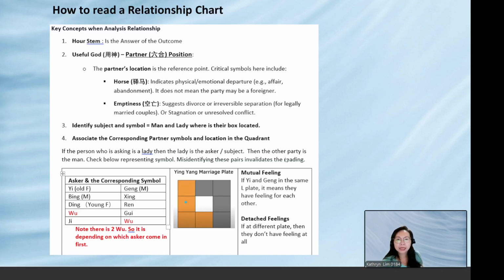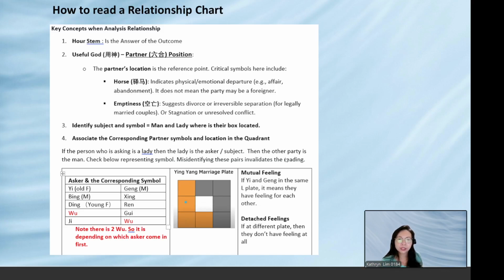Then there are some critical symbols that we need to know. For instance, horse will indicate some physical or emotional departure. It could be that somebody has an affair and there's a runaway, abandonment, something like that. But I also learned in this session that horse doesn't mean the party can be a foreigner. It doesn't work that way.